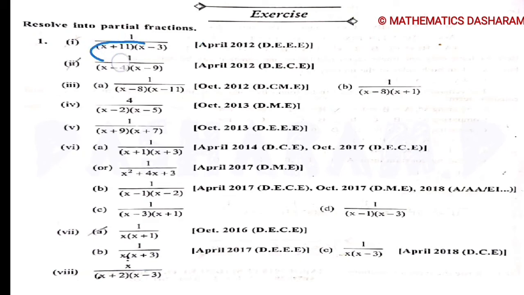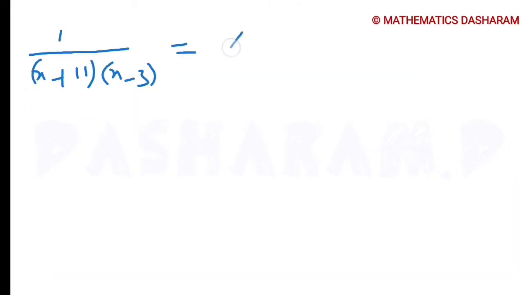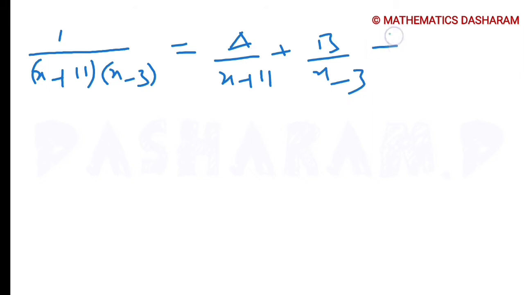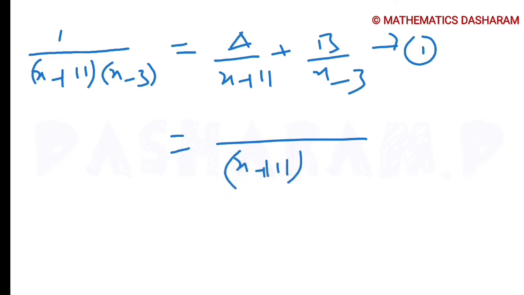See here, the denominator has non-repeated linear factors. So a divided by (x plus 11) plus b divided by (x minus 3). Take it as equation 1. Now take the LCM, (x plus 11) into (x minus 3) is the LCM.